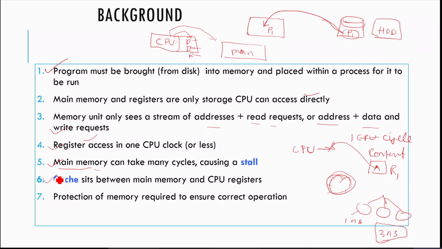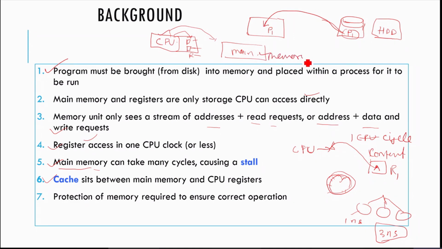Next one is the cache memory. Cache memory is also a temporary space which speeds up the performance of the system. It resides between the main memory and the CPU. If you look here, here we have the CPU, and here we have the main memory.